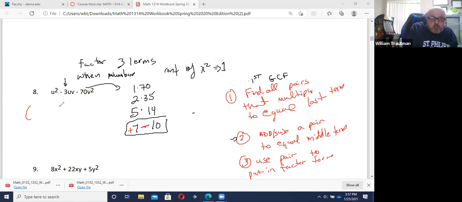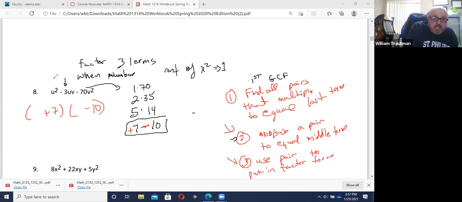We put our 2 big parentheses. Do you see? We found it. Then use the pair to put it in factored form: 2 big parentheses and the plus 7 and the minus 10. It doesn't matter, you could put the minus 10 first and then the plus 7, but the 7 has to have the positive and the 10 has to have the negative.